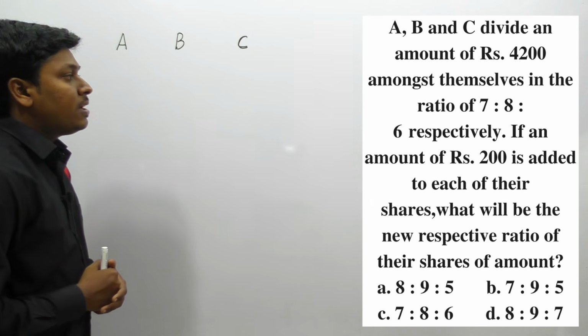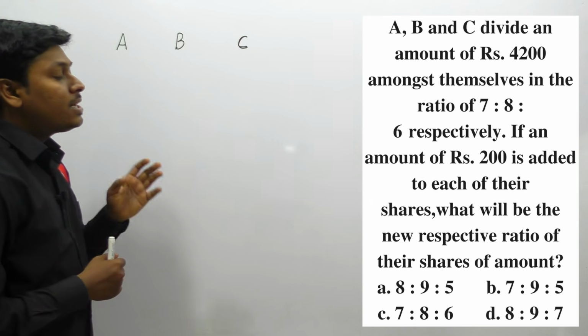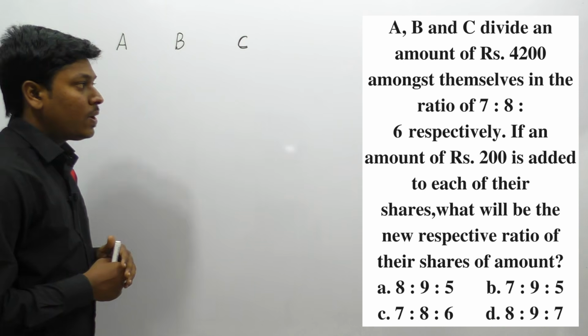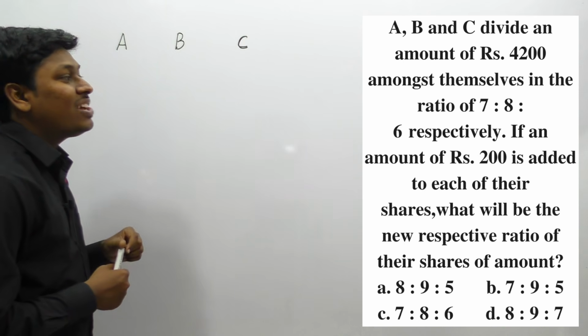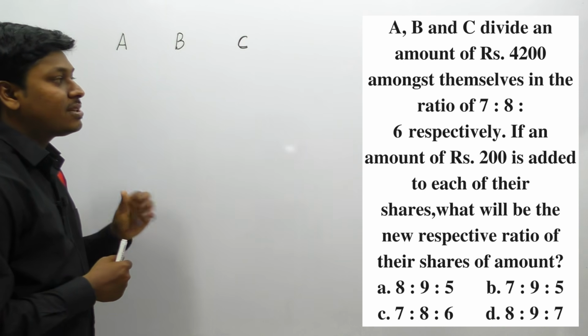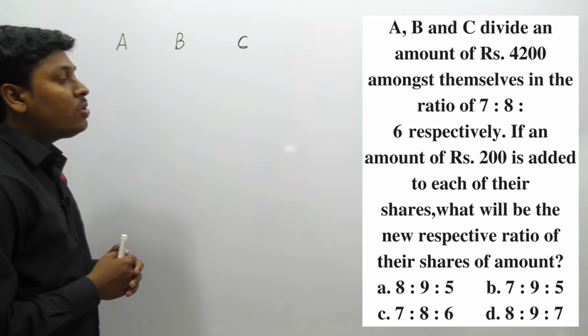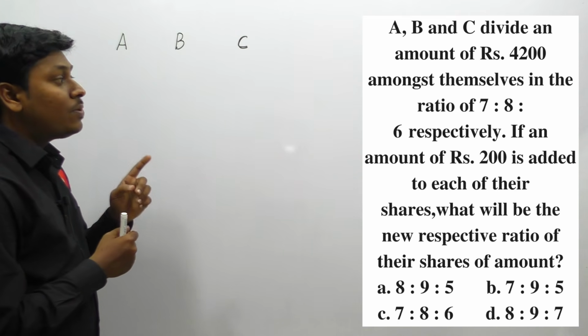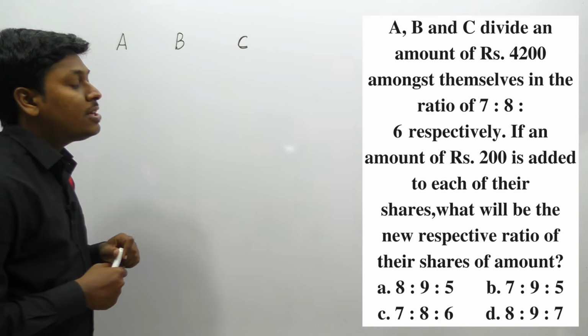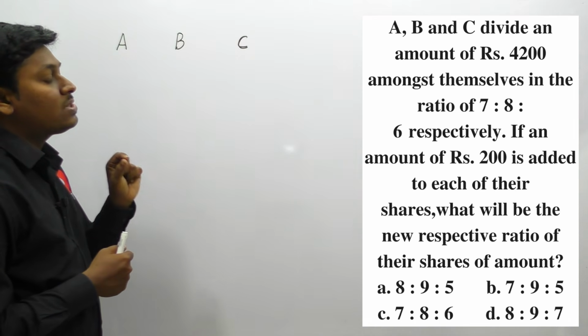Question number 1. A, B and C divide an amount of rupees 4,200 among themselves in a ratio of 7:8:6 respectively. If an amount of rupees 200 is added to each of their shares, what will be the new respective ratio of shares of amount?